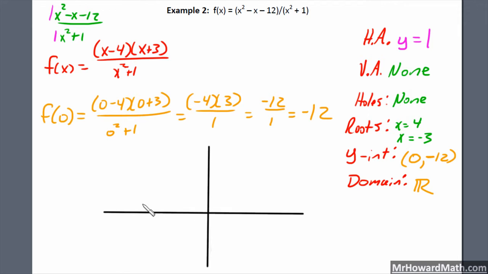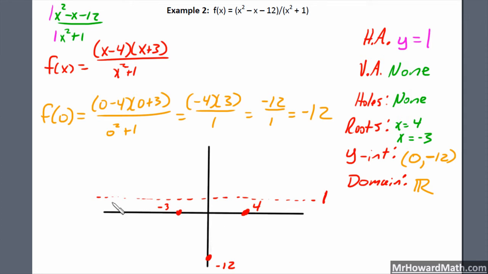So we know that we have a horizontal asymptote here at y equals 1. So we'll put that in. We need to approach that for our end behavior as x goes to positive and negative infinity. We know we have roots at 4 and negative 3. Put those in. We know we have a y-intercept down here at negative 12. So based on this information, we have no vertical asymptotes or holes. We only have a horizontal asymptote.